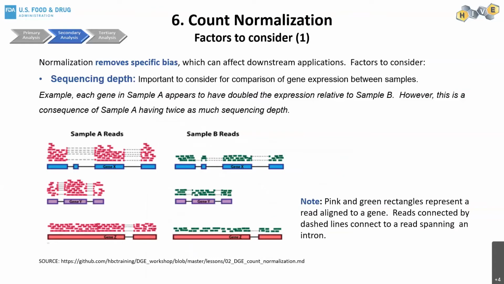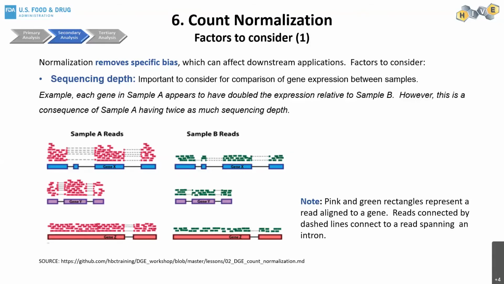Then we're moving to the normalization. It's important to mention that normalization removes a specific bias on the sample, on the data. This bias can affect downstream applications. So we need to consider some factors. The first one that we are considering is sequencing depth. It's important because the gene expression between samples could differ if one sample has more sequencing depth than the others. So in this example, each gene in sample A looks like it has double the expression relative to sample B, but this is because sample A has twice as much sequencing depth.